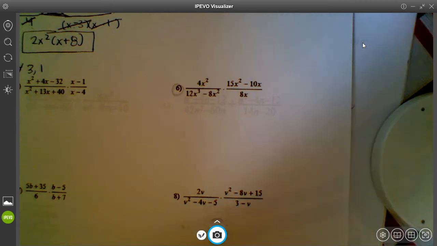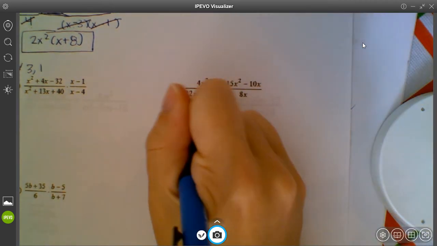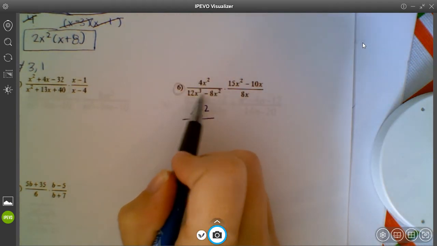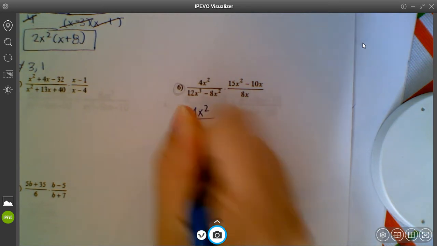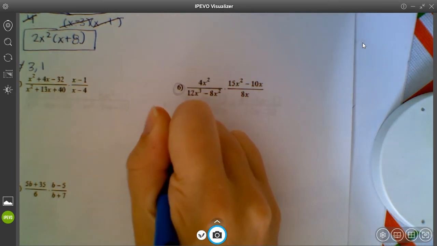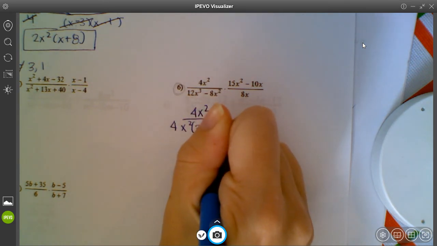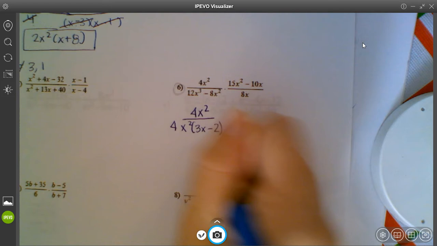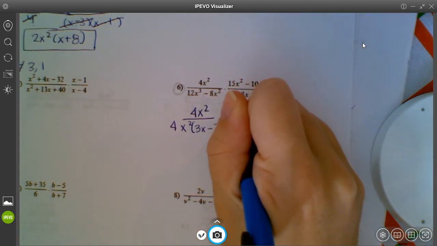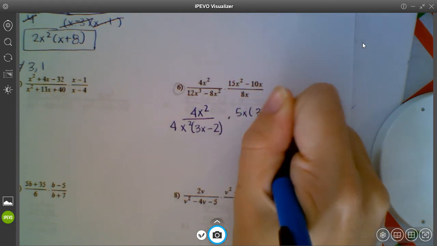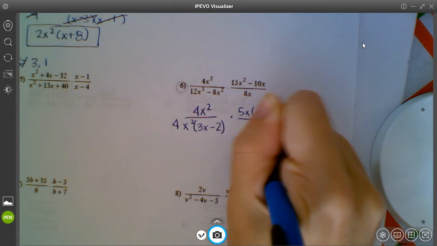So we're going to factor everything we can factor. So 4x squared, there's nothing to be done there. We have a 12x cubed minus an 8x squared. I could take out an x squared for sure. And I could take out a 4. So that leaves me with 3x minus 2. Multiplied by, okay, here, definitely some GCF here. I could take out a 5x, leaving me with a 3x minus 2 on top, and 8x.